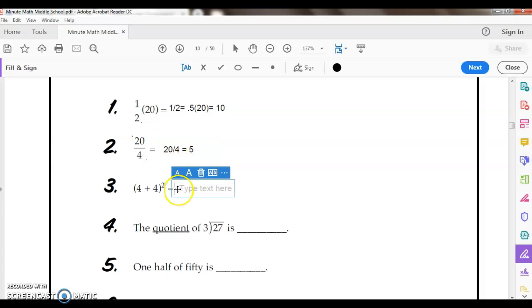Okay, this one, first thing you would do is add those two. So 4 plus 4 equals 8. And because it's squared, you're going to multiply 8 two times. So 8 times 8. And once you do that, that should be 64.